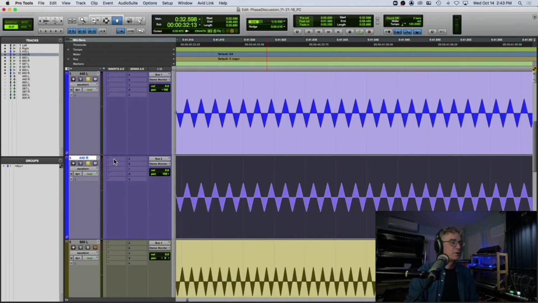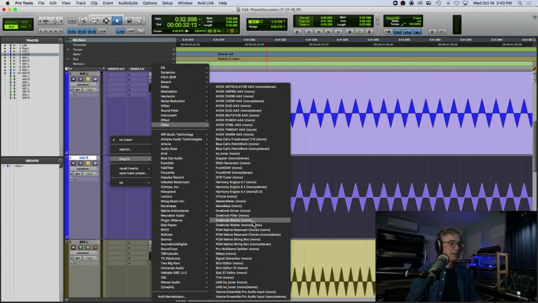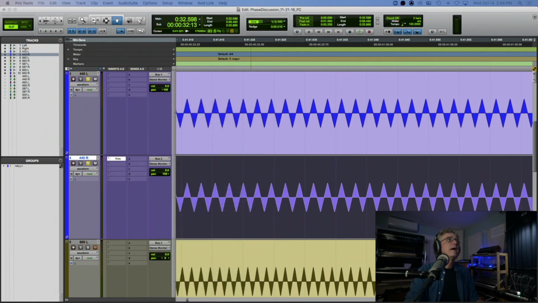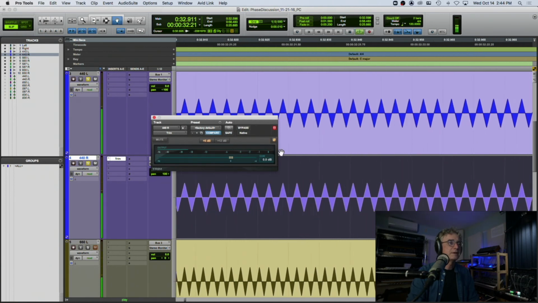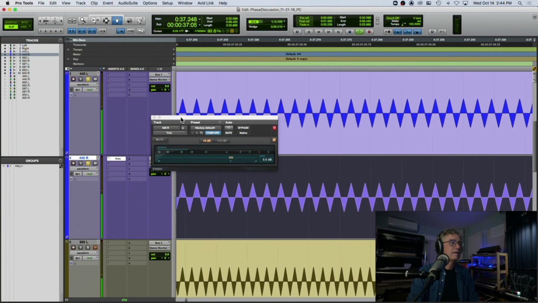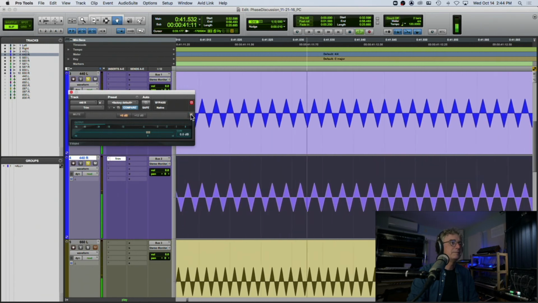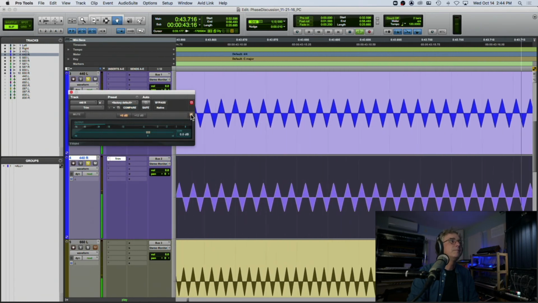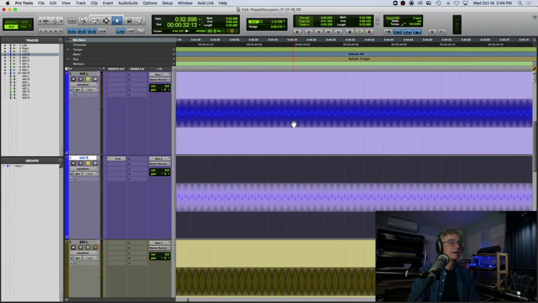Now, also to invert the phase, what you can do is add in Pro Tools the trim plugin. The trim plugin has this little guy here, which will flip the phase. And you see now it's no volume. So again, it's canceling out of phase.